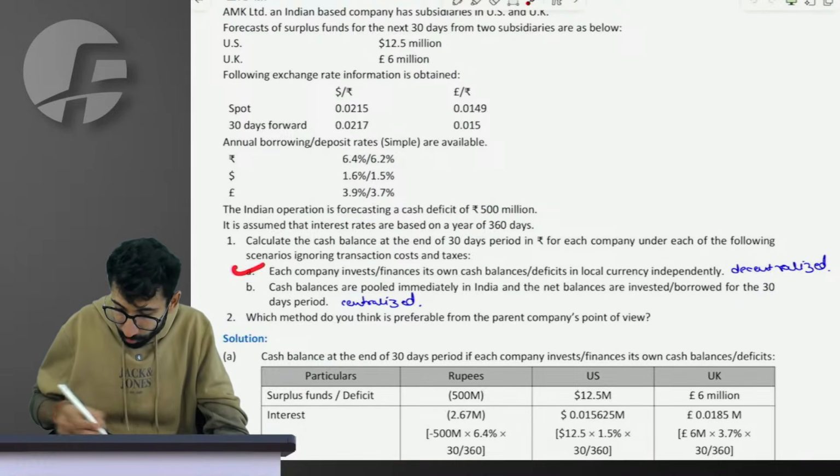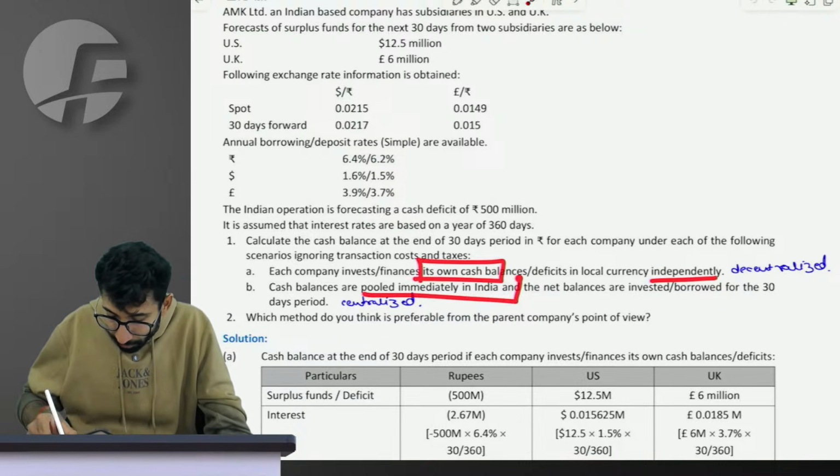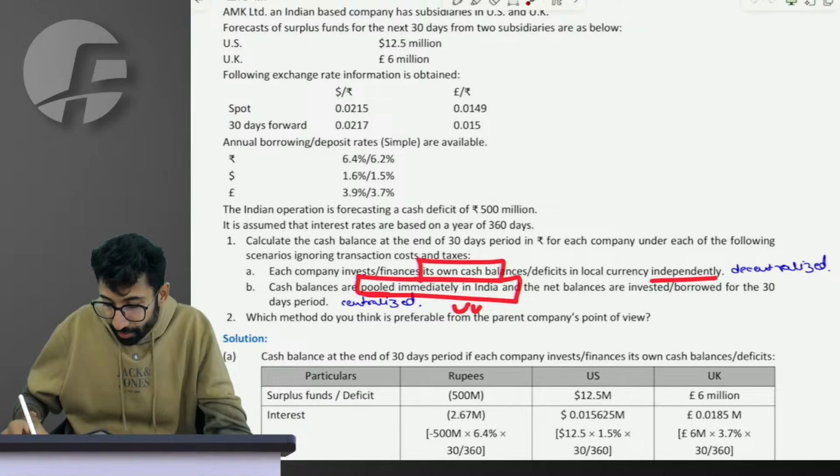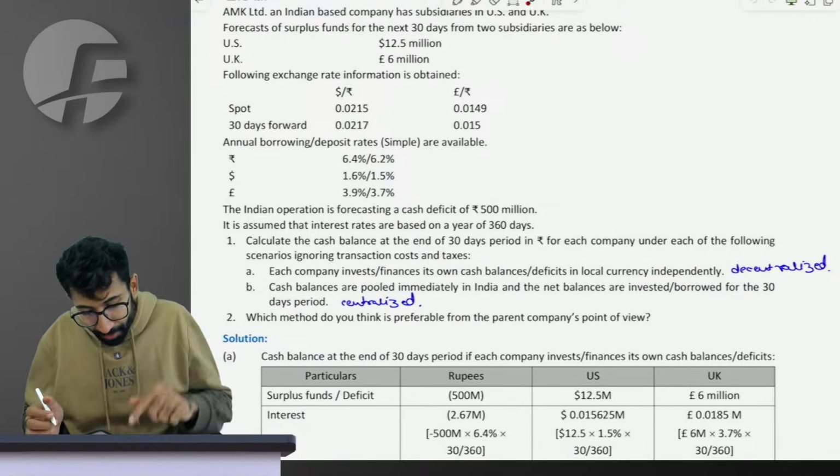Sir, you have two choices. Invest own cash independently, meaning decentralized, or pool everything in India and invest that pooled amount, which is centralized. Let's think one by one.